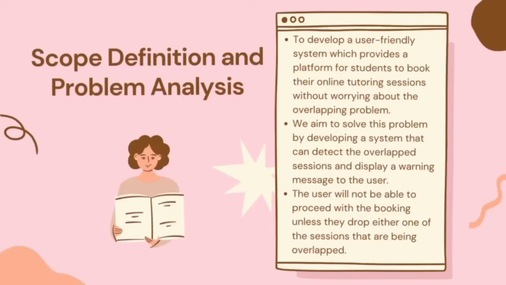Okay, next, scope definition and problem analysis. This project is to develop a user-friendly system which provides a platform for students to book their online tutoring sessions without worrying about the overlapping problem. We also aim to solve this problem by developing a system that can detect the overlapping session and display a warning message to the user. Lastly, the user will not be able to proceed with the booking unless they drop either one of the sessions that are overlapping.